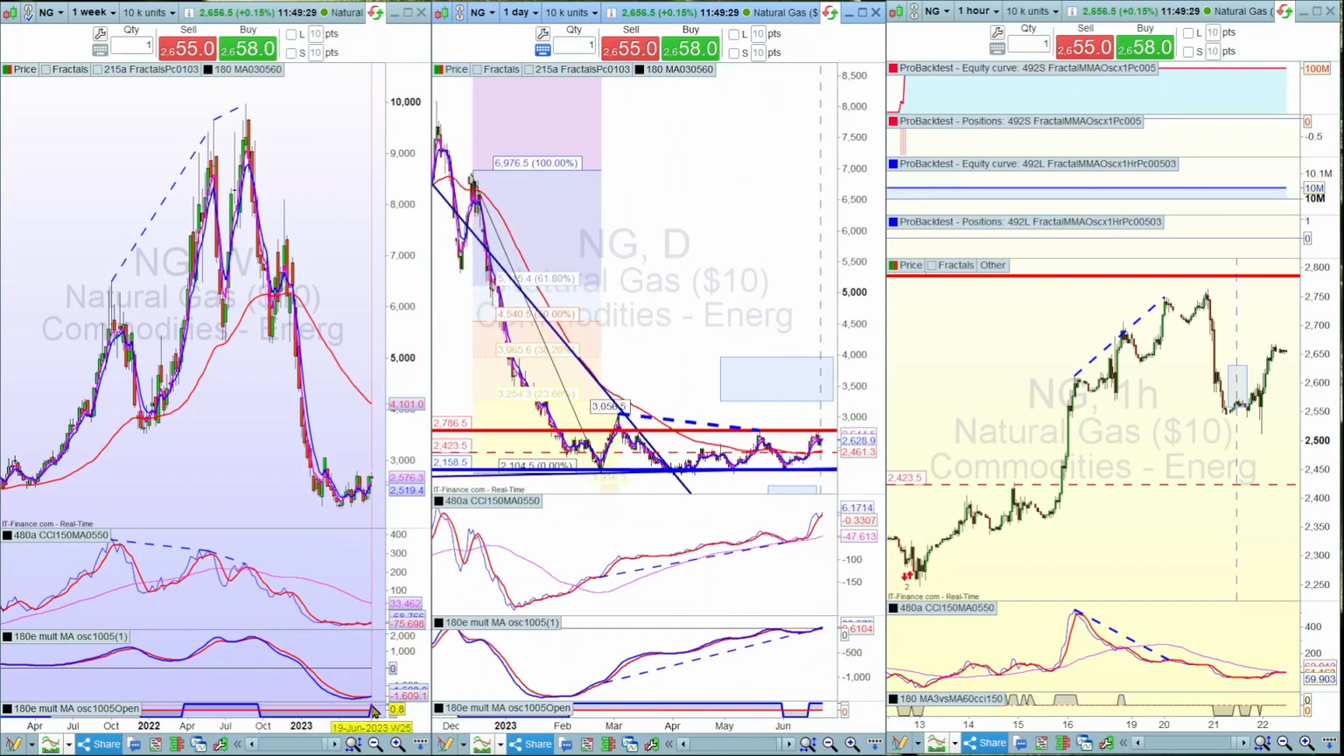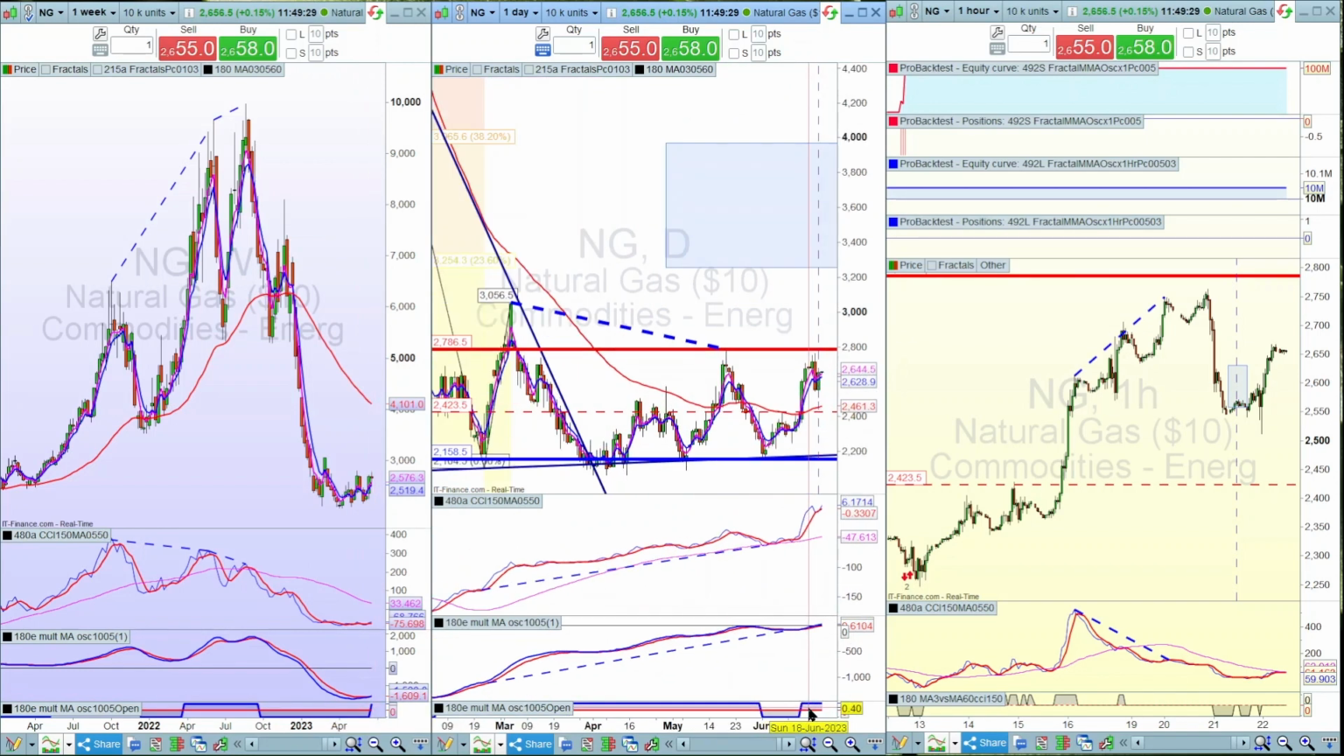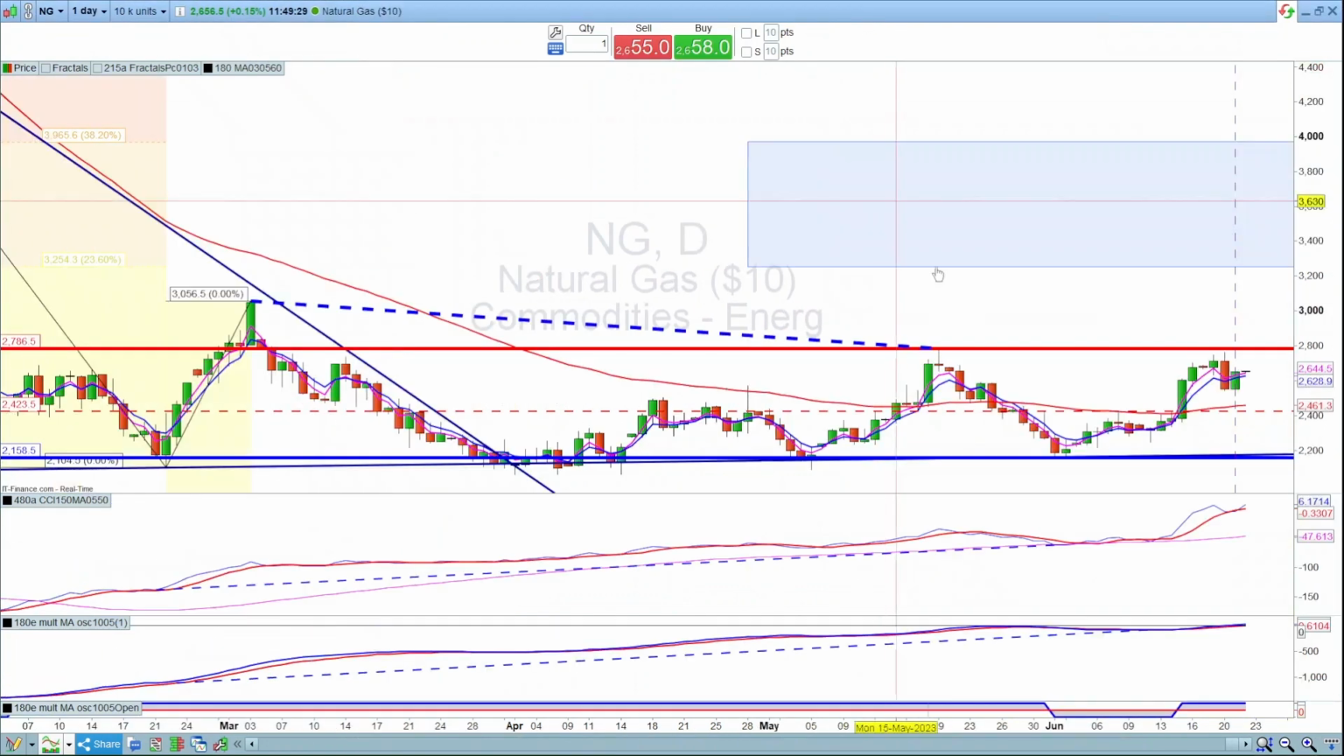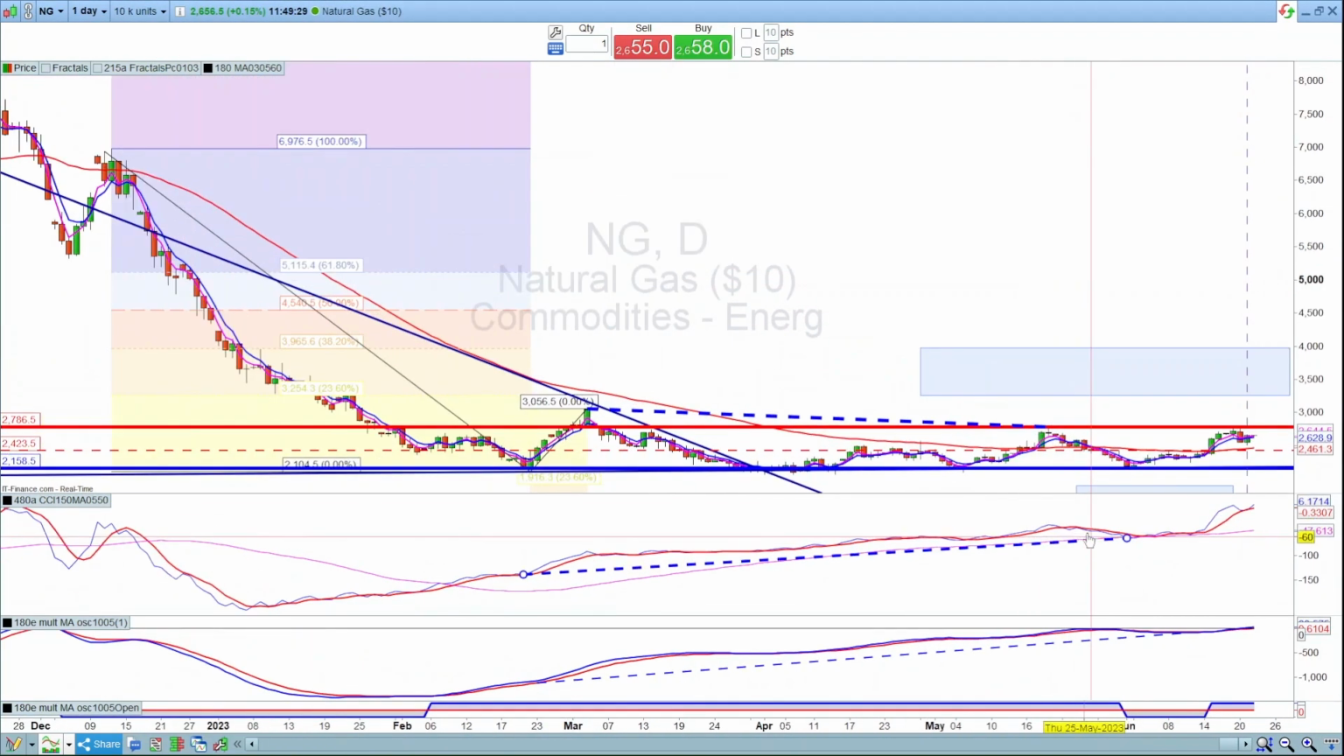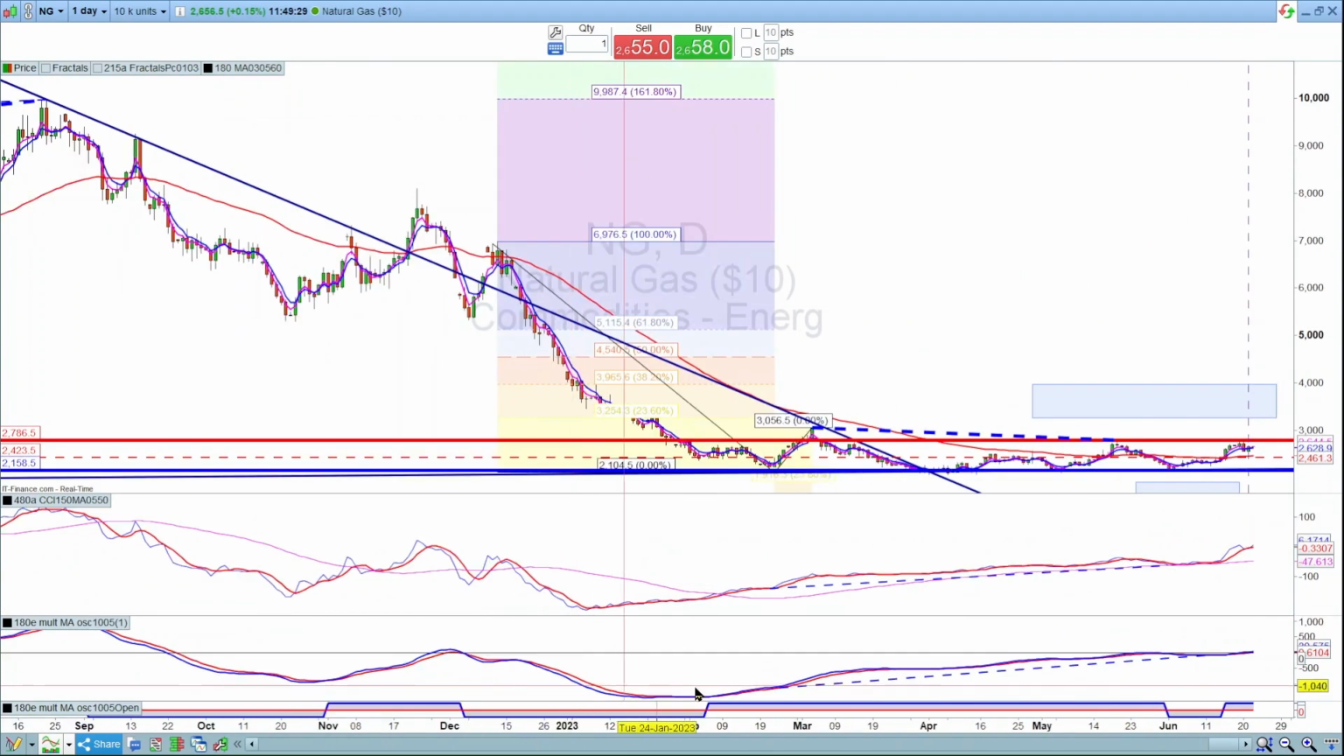Now, the weekly's broken up into a long momentum, and so is the daily, so predominantly long trades on the hourly. Again, looking at the daily for a minute, this hasn't changed our outlook using the CCI 150. You can see there the bullish divergence. There's also a bullish divergence on our new oscillator down here.